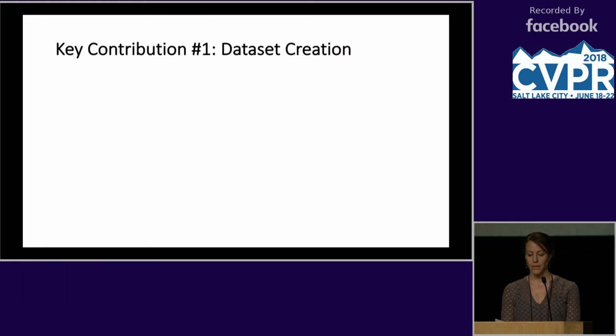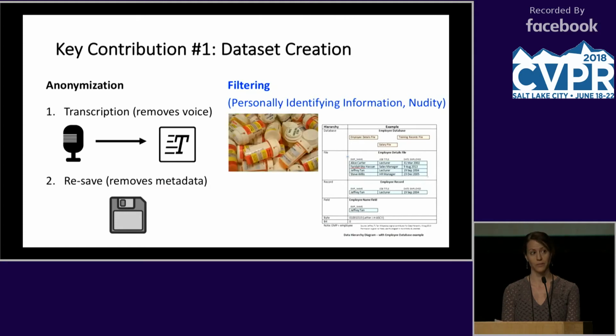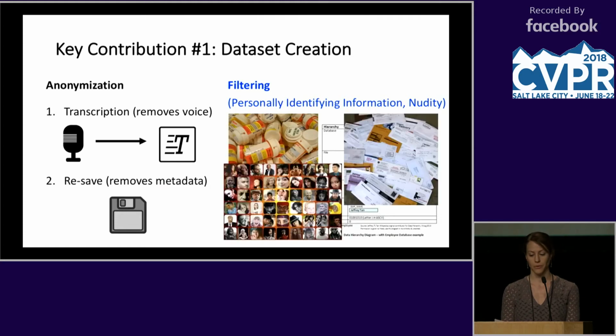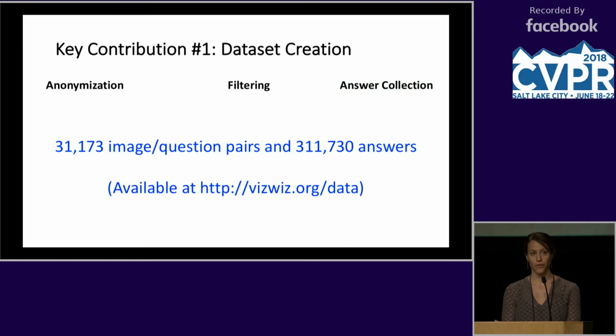Towards preserving anonymity, we transcribed each audio recorded question to remove voice and resaved each image to remove metadata, such as the location where the picture was taken. We next removed all visual questions that contained personal information, such as financial statements, prescription pills, faces, addresses on personal mail, computer login credentials, and nudity. Finally, we crowdsourced 10 answers per visual question to support algorithm evaluation. In total, the final data set includes over 30,000 visual questions and over 300,000 answers.